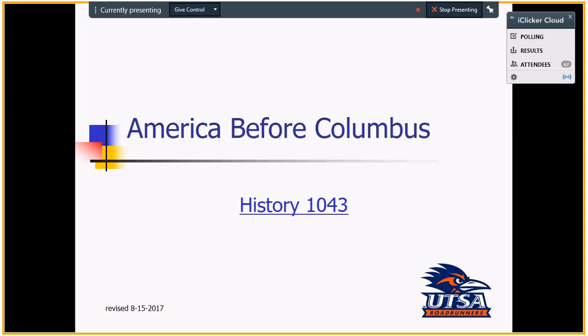Now, today we're going to pick up a topic that moves along with Chapter 1, America before Columbus. One of the very first lies that you were taught about American history: Columbus discovered America. This is what we call a Eurocentric point of view, meaning this is how the Europeans tell the story, that Columbus was the first to discover the Americas.